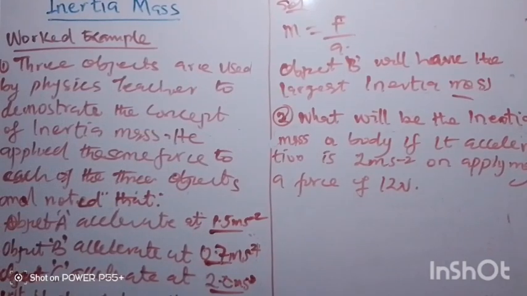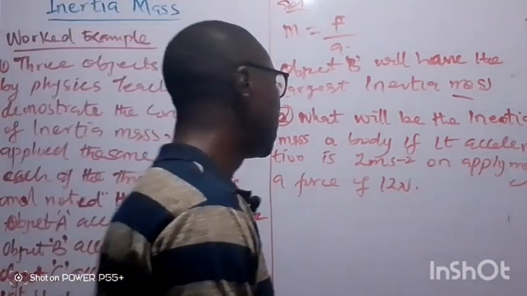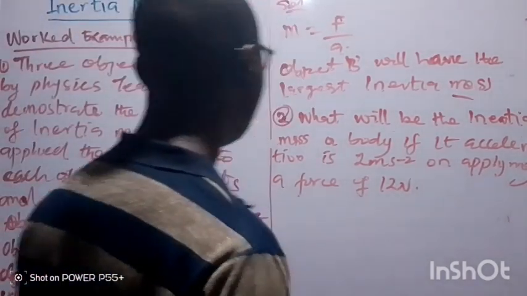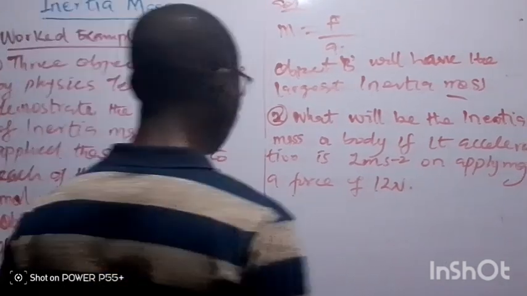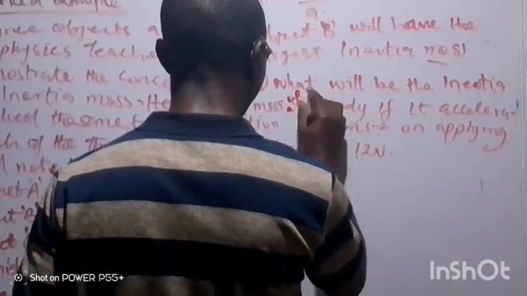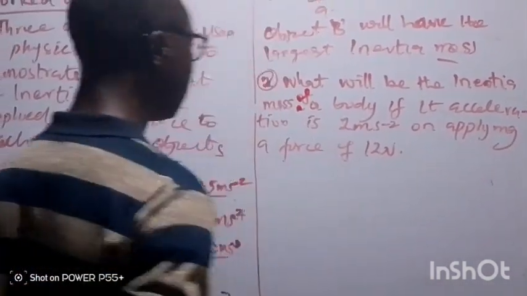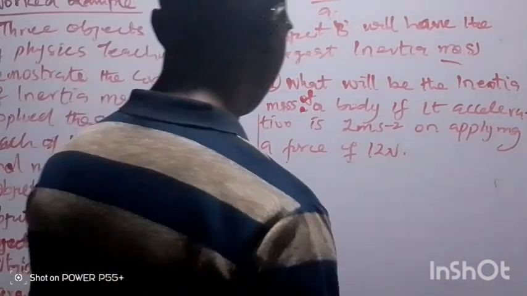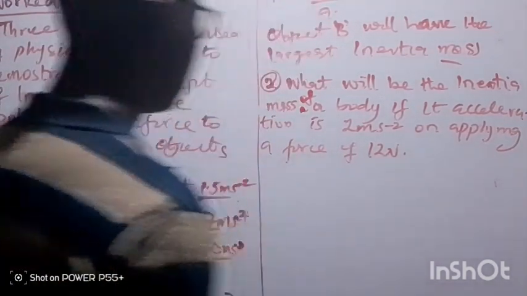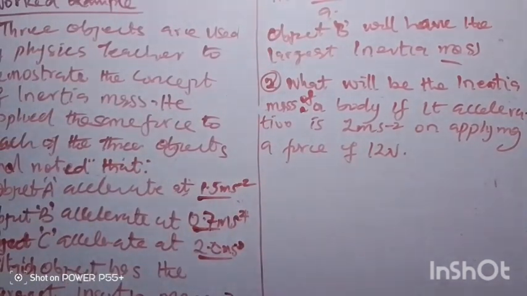Now let's take this one as example 2. What will be the inertial mass of a body if its acceleration is 2 meters per second square on applying a force of 12 Newton?